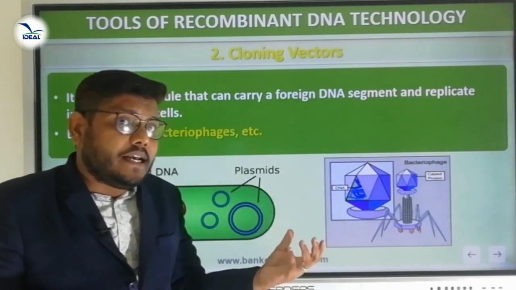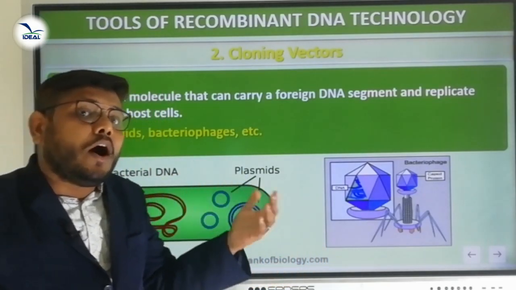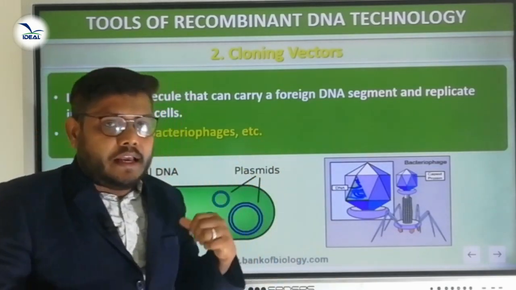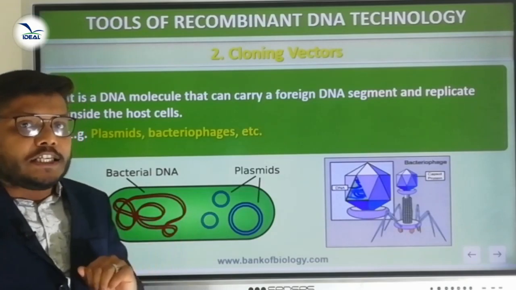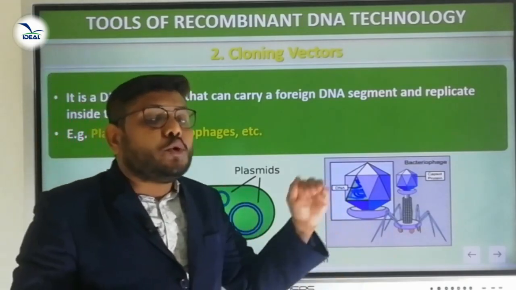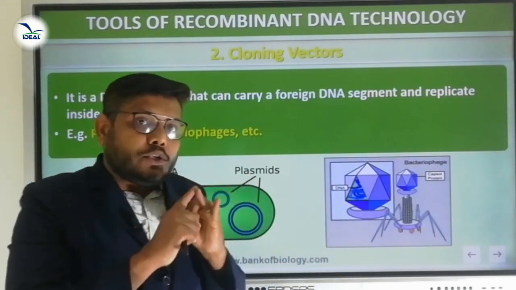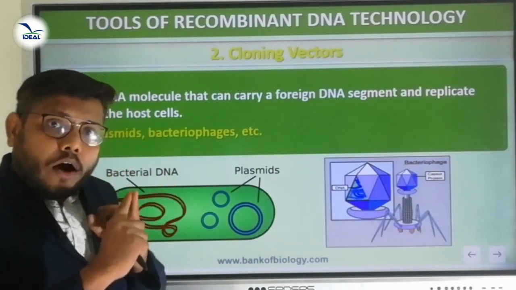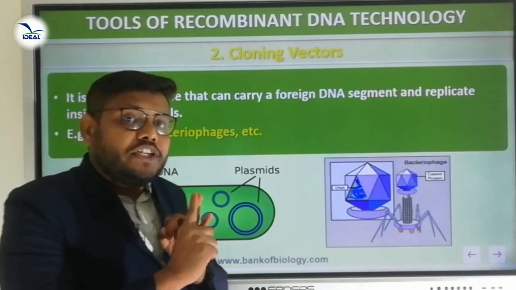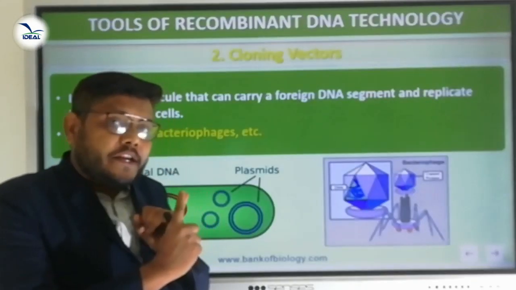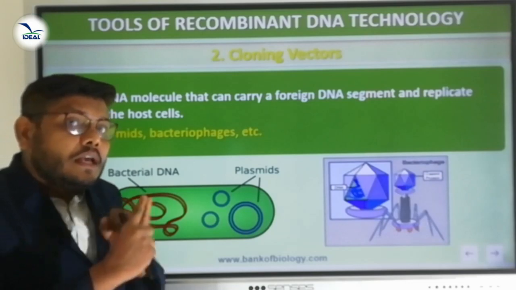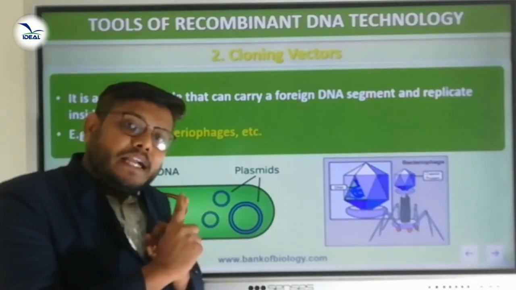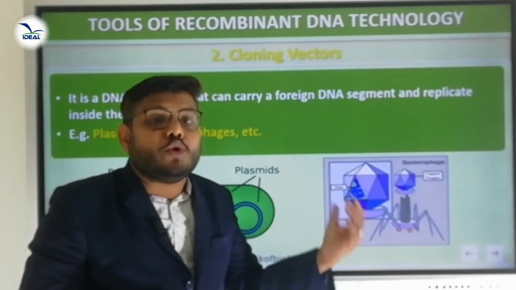From where is that isolated? From E. coli. Col-E1 is isolated from Escherichia coli. Then another one is the Ti plasmid from Agrobacterium tumefaciens. So there are two plasmid vectors: one is called col-E1, another one is called Ti plasmid. Col-E1 is obtained from the bacterium Escherichia coli and the Ti plasmid is obtained from the bacterium Agrobacterium tumefaciens.